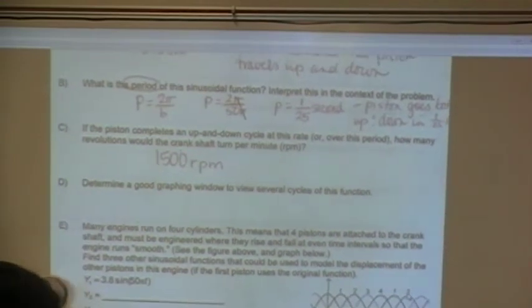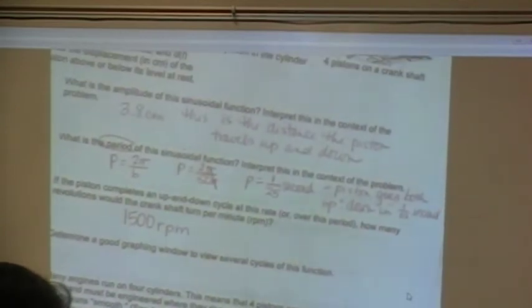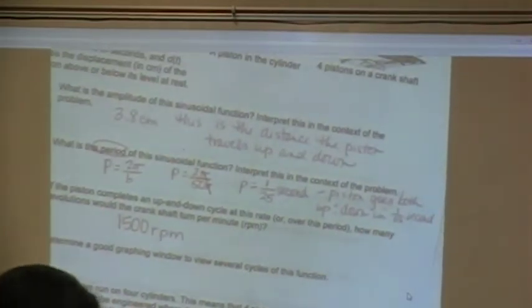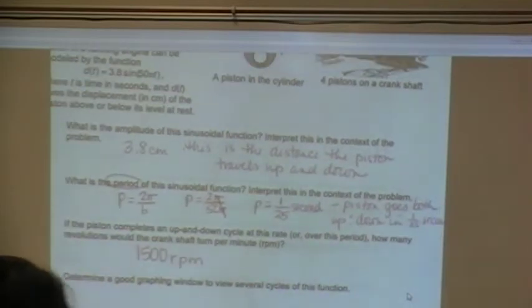Okay, so now it says determine a good graphing window to view several cycles of the function. So we're going to put this in our calculator and look at it. You need to be in radians. I know that because of the pi. It says 50 pi, so I know that there's a radian involved.